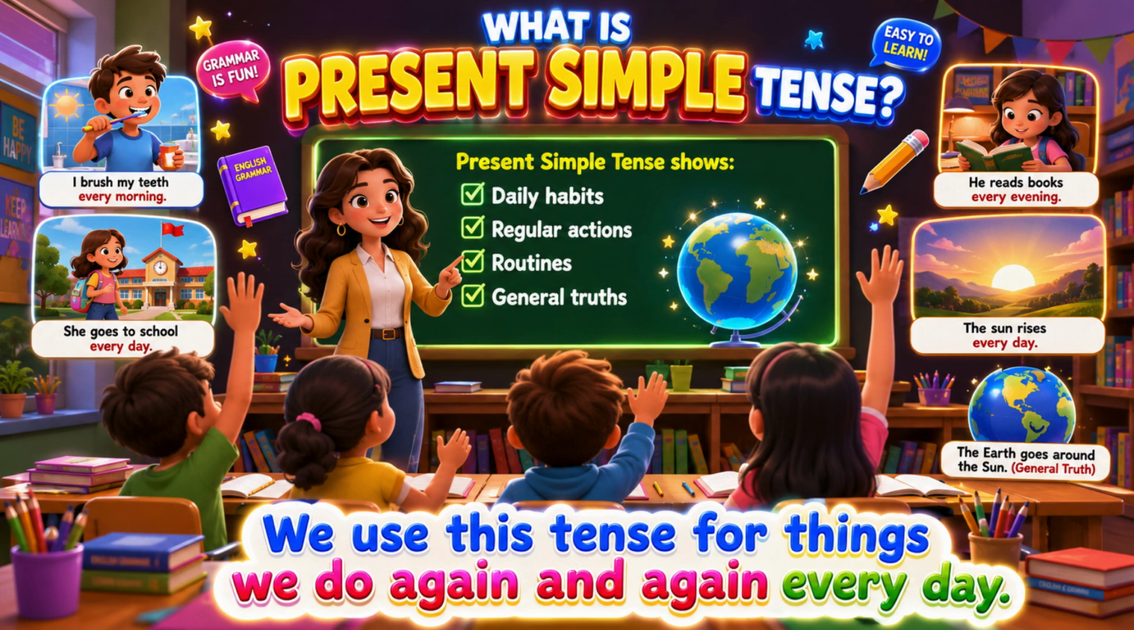We also use present simple tense for facts and truths. For example, the sun rises in the east. Birds fly in the sky. Very easy, right? So remember, if an action happens regularly, daily, or always, we use the present simple tense.